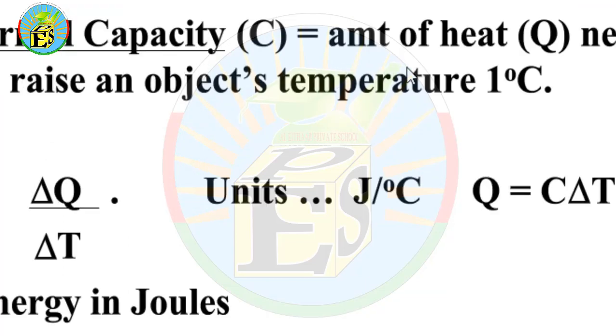Thermal capacity equals the amount of heat Q needed to raise an object's temperature by 1 Celsius. C equals delta Q over delta T, where delta Q means change in heat energy divided by change in temperature. Its unit is joule per Celsius. Q equals C multiplied by delta T, where Q is energy in joules and delta T is temperature change in Celsius or Kelvin. But for the temperature scale used in gas laws, we must use the Kelvin scale.